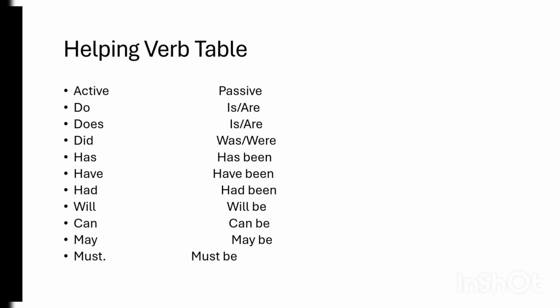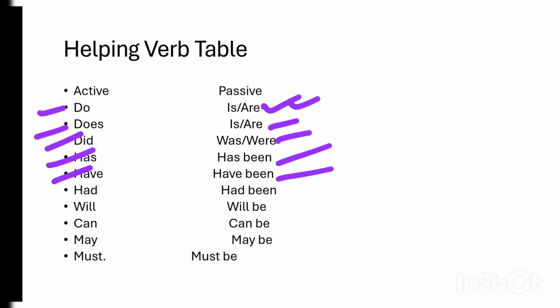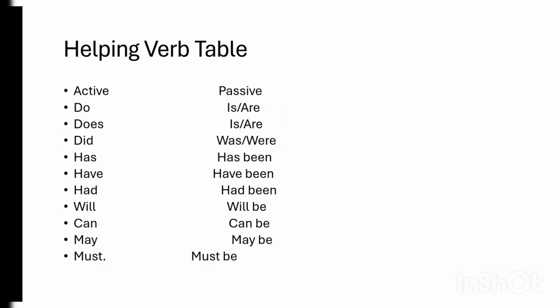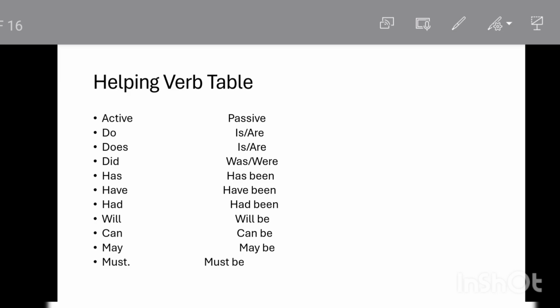Now, the helping verb table. Here is a shortcut you just need to remember. If the question starts with do, your answer will always start with is or are. If the question starts with does, same. Did, was or were. Has, has been. Have, have been. Now, if your question starts with has, your answer could start with have been also, depending on the subject. The object which you are making the subject will decide whether has or have is used.